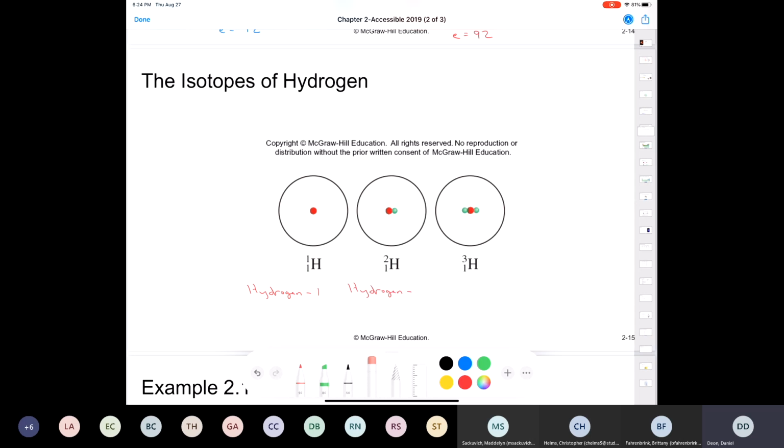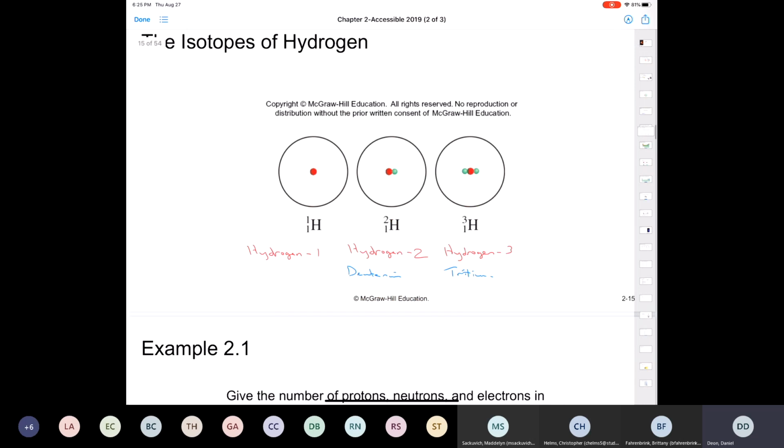We have hydrogen 1, we have hydrogen 2, and then we have hydrogen 3, okay? And again, you can call this deuterium. You can call this tritium. You can see the difference in the nuclei. They all have 1 proton, 1 red dot in the middle, but the number of neutrons differs between them. So that's what isotopes are.